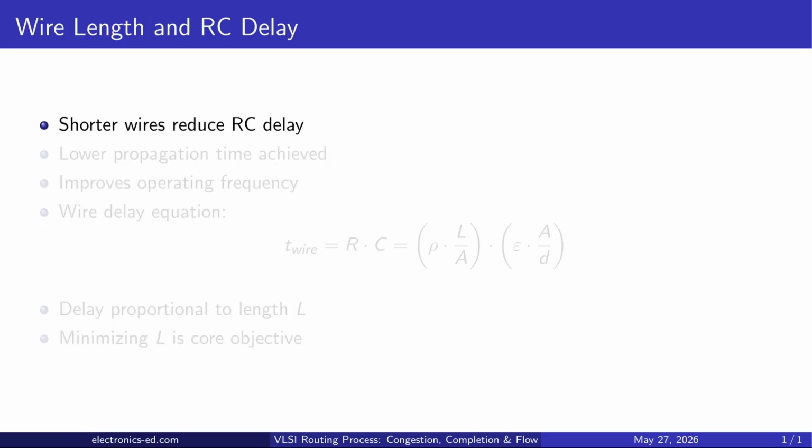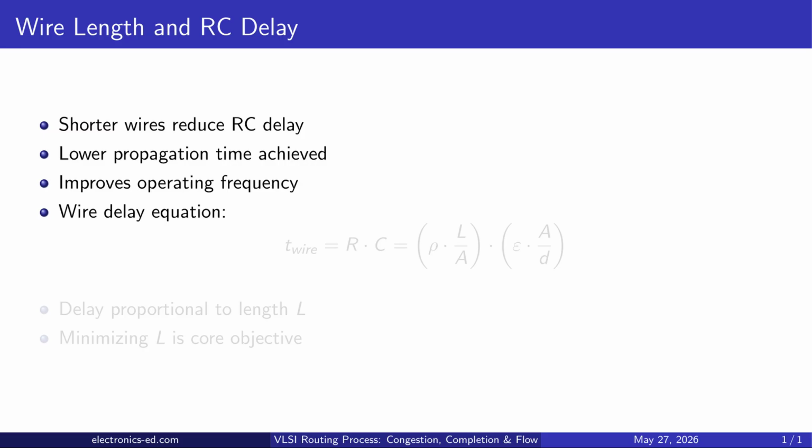Shorter wires directly reduce RC delay. This leads to lower propagation time for signals. And that improves the maximum operating frequency of your chip. Here's the wire delay equation. Delay is proportional to length L. So minimizing L is a core objective of routing.